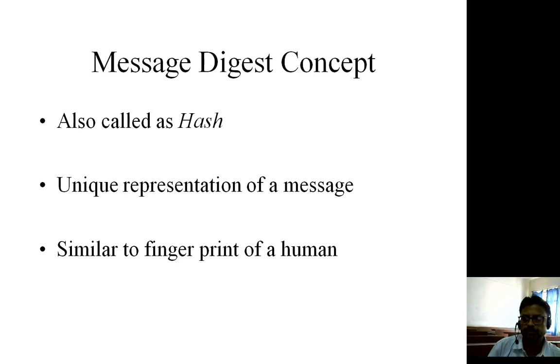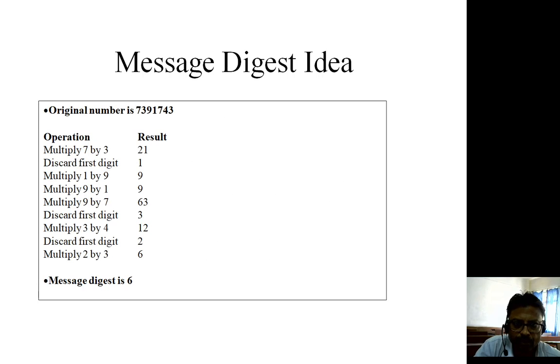For that purpose we use an algorithm. The message digest is also called a hash, which is a unique representation of a message, and it is very similar to the fingerprint of a human, because every human has different fingerprints. Similarly, every message will have a different hash value or message digest value.